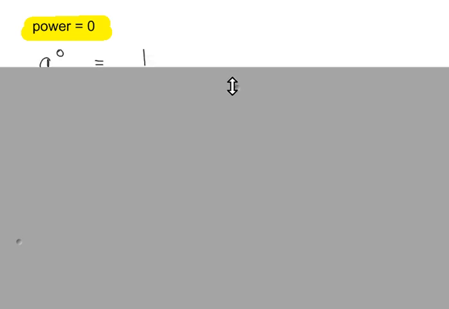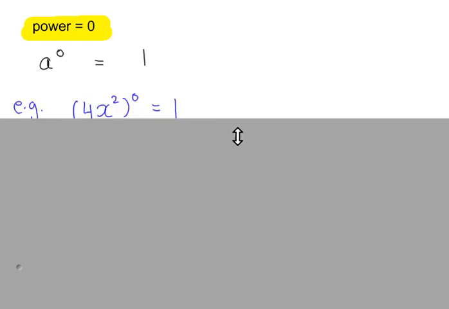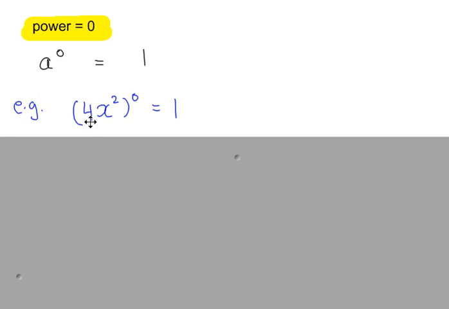Okay, so what happens if the power is equal to 0, or the index is equal to 0? For example, this. A to the power of 0. Anything to the power of 0 is always 1. So here we have 4x squared in brackets, so everything inside the brackets is raised to the power of 0, which gives you 1.